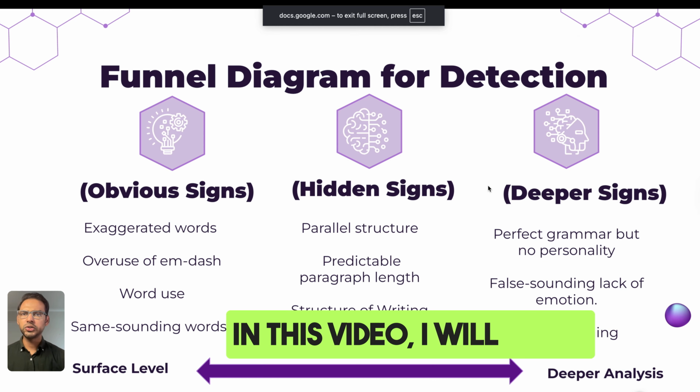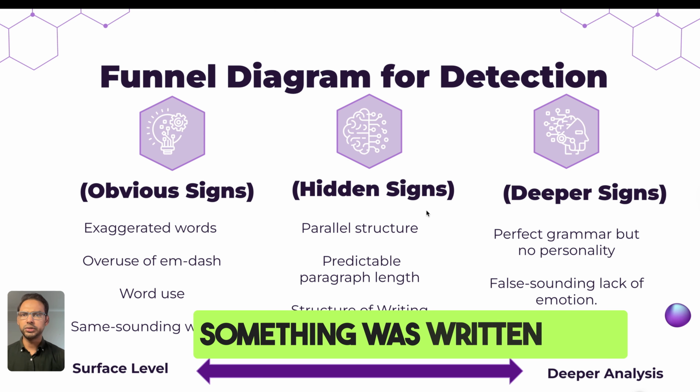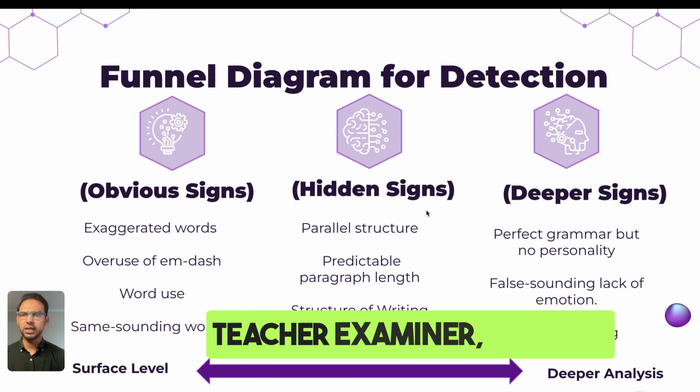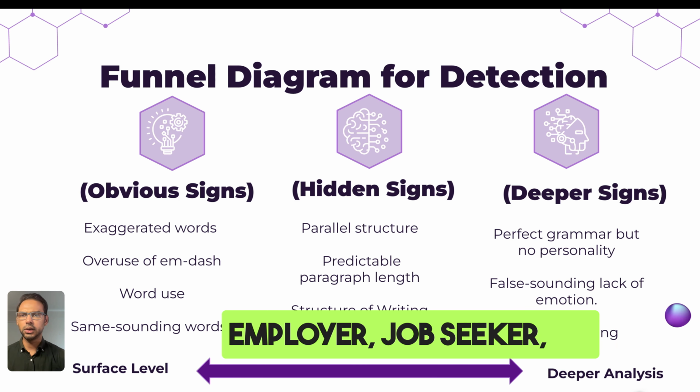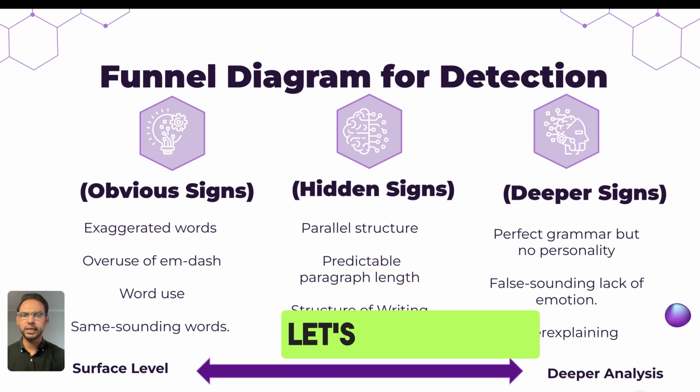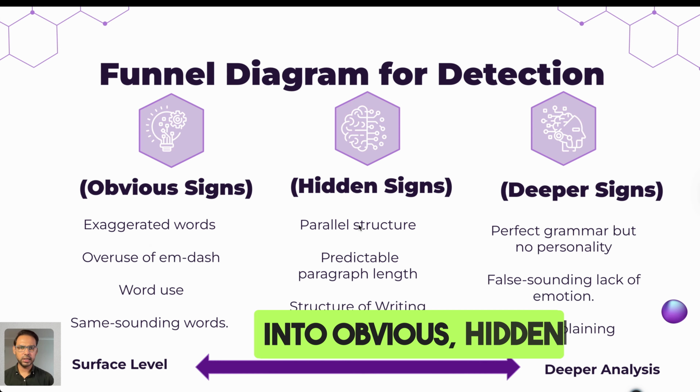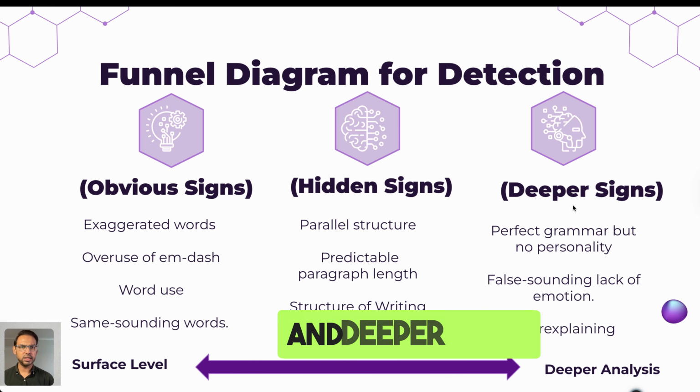In this video, I will show you how to tell if something was written by AI. There are 10 signs that every teacher, examiner, student, employer, job seeker, or anyone else should know. Let's get started. I have grouped them into obvious, hidden, and deeper signs.